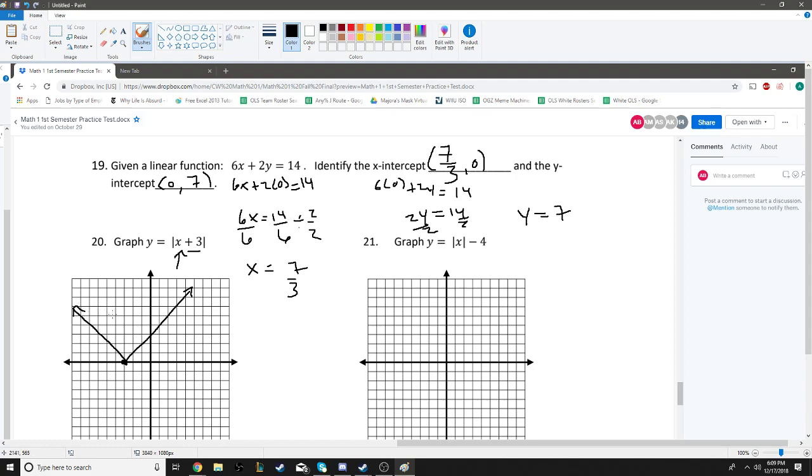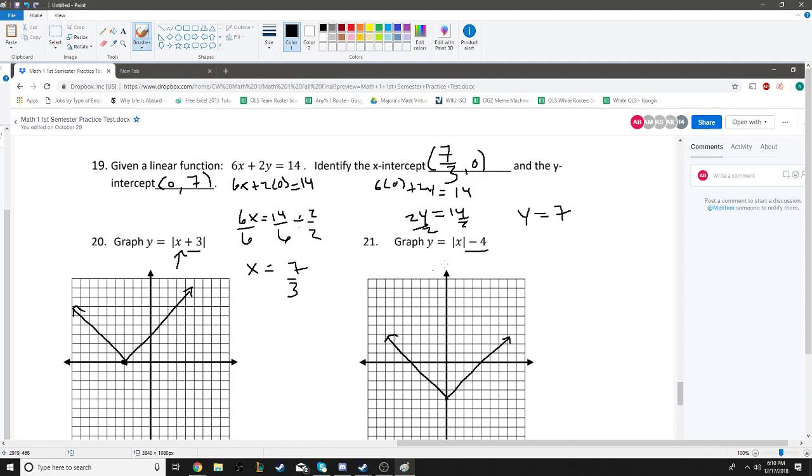on both sides. This one's minus 4 outside. If it's outside, you go up and down. 1, 2, 3, 4. And you're going to go up 1 over 1 in both directions. So if it's inside, left and right, outside, up and down.